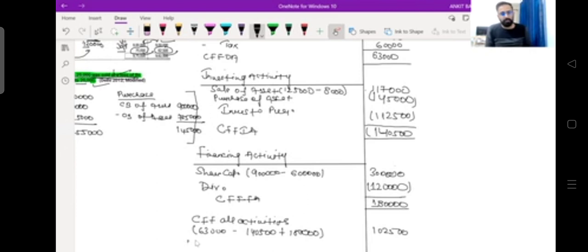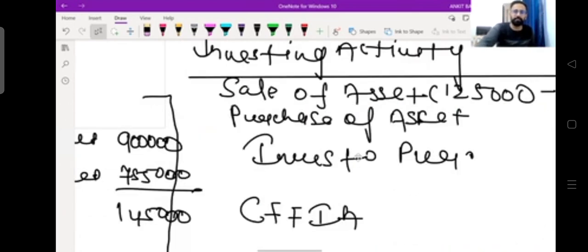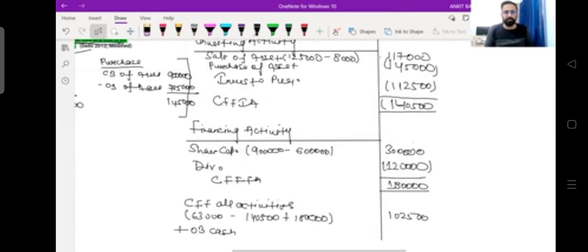Now we have to add opening balance of cash. So what is the opening balance of cash here? Opening balance of cash is 30,000. You can see opening balance of cash is 30,000 and closing balance of cash is 1,32,500. So if I add opening balance here, my closing balance is going to be the same as per the balance sheet. Now our statement is absolutely correct. Sometimes it happens that you miss a transaction. If you recheck it now, definitely you will get the correct answer. So it is 1,32,500. This amount you will be transferring in the balance sheet.